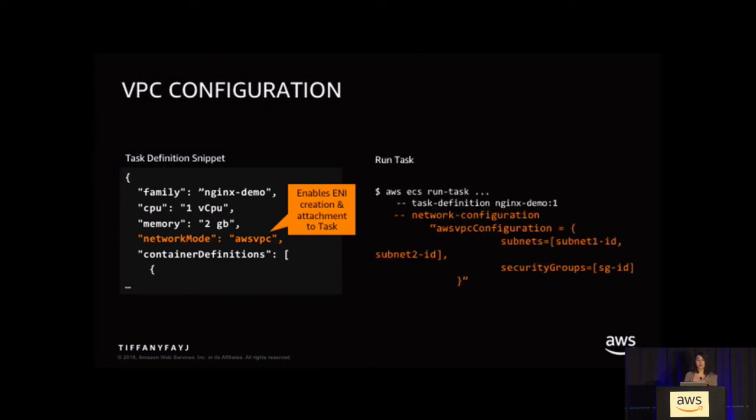You can use this in the console, or if you want to use the AWS CLI, you specify a network configuration. You give it AWS VPC mode, which for Fargate is the only networking mode you can use. And then you provide it with what subnets you want it to include for that VPC.